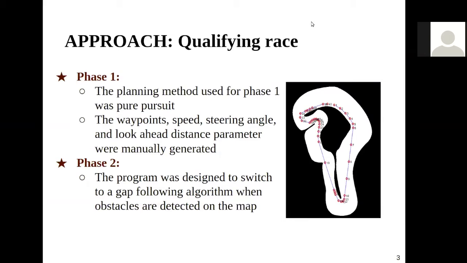For phase 2, the car would identify that there are objects on the track and then switch to a gap follow algorithm. Our gap follow algorithm follows the UNT method, where we find the disparities, create a safety bubble, and then drive the car to the furthest point of the biggest gap. Since this part is not timed, we decided to use a constant speed of 3, which we had determined to be the safest speed when avoiding obstacles.